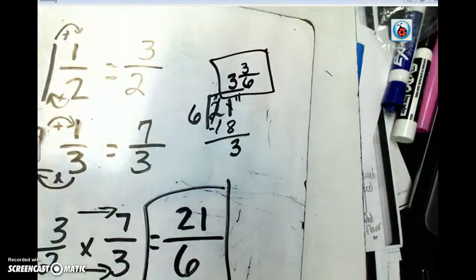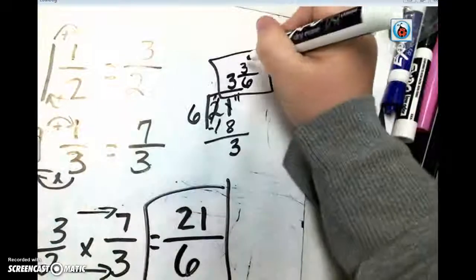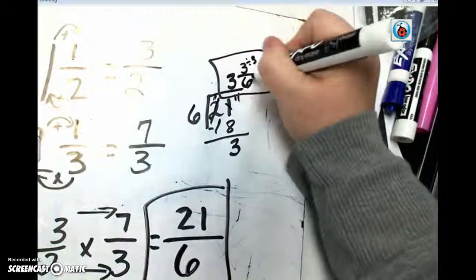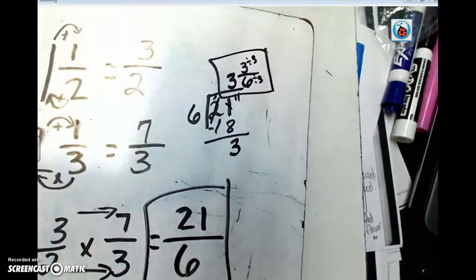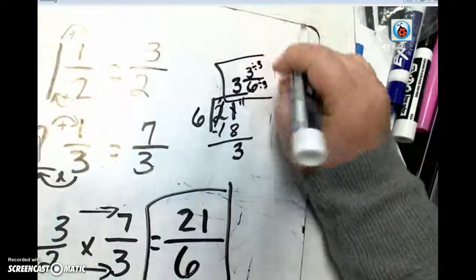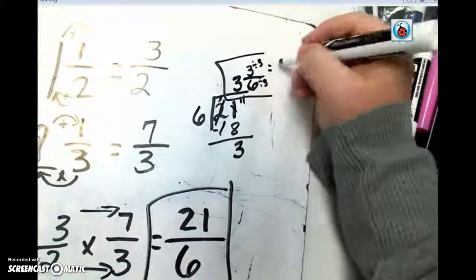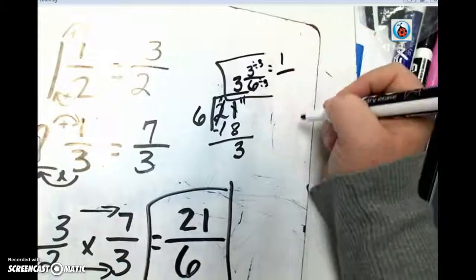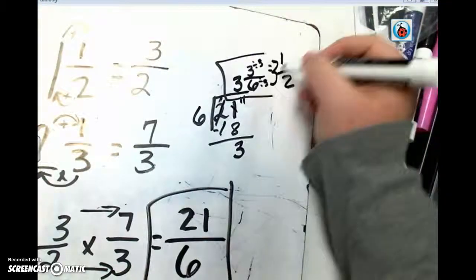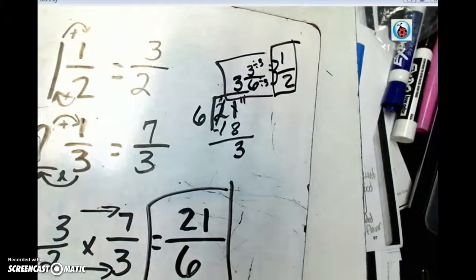Is that my final answer? No. Why not? I can still reduce that fraction. I can divide this by 3 and I can divide this by 3, right? 3 divided by 3 is 1. And 6 divided by 3 is 2. So my final answer is 3 1/2. Okay? Here's another one for you to try.